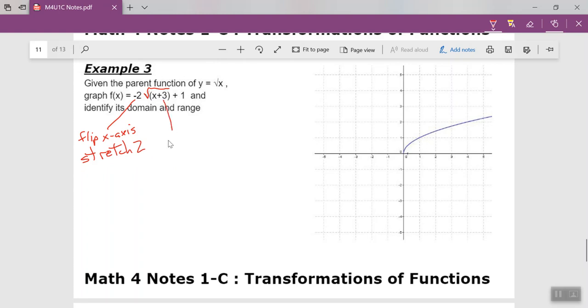This guy says we're going to go left 3. This guy says we're going to go up 1. All right, so we're going left 3, 1, 2, 3. We're going to flip the other way and stretch by 2, but ultimately we are still going up 1. So we're going to start there. Now, if you get lost with this, you can do a T-chart.